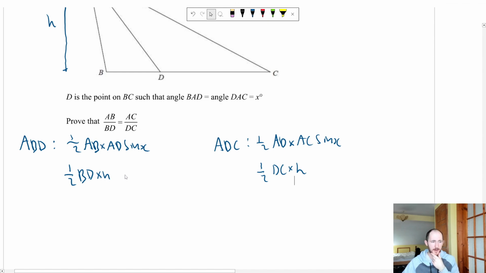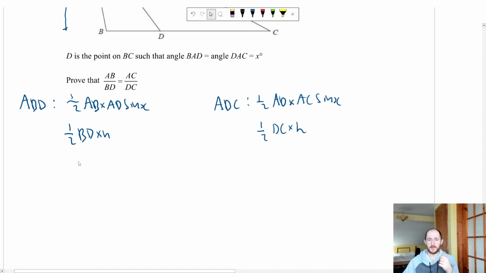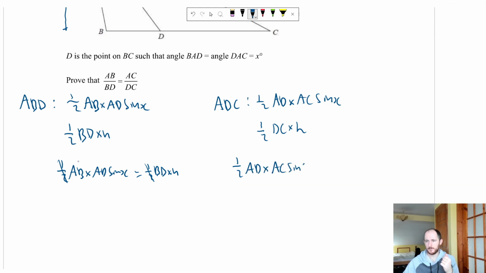So what we're going to do now is these areas should be the same as each other, right? Like these two should be the same. So if I equate them quickly, we have a half AB times AD sine X equals a half BD times h. We can actually cross out the halves from both sides. We can do the same thing with the other one, equals a half DC times h. We can cross those 2 out. So now I need some kind of fraction somehow.